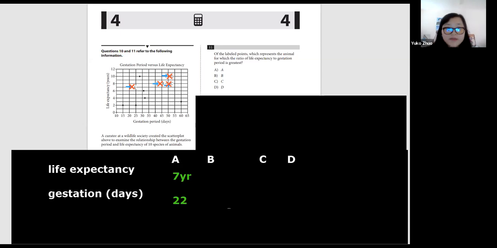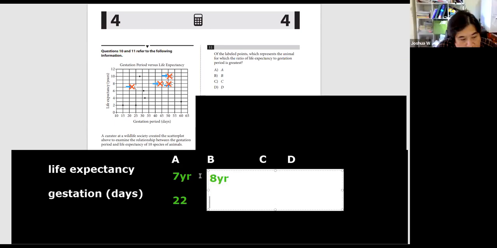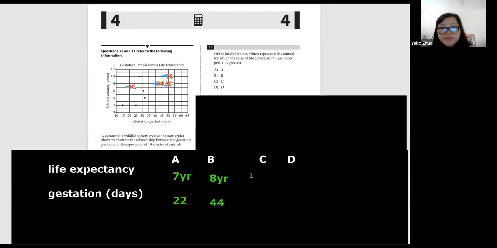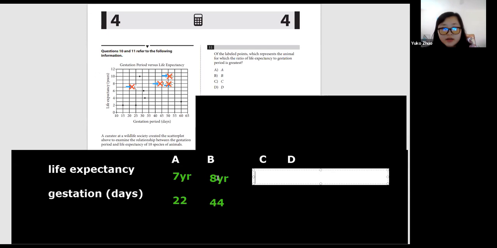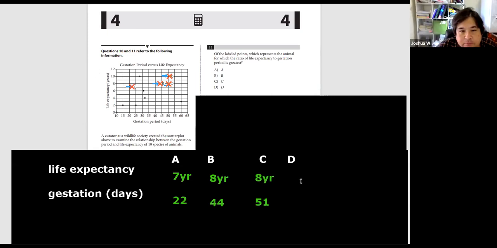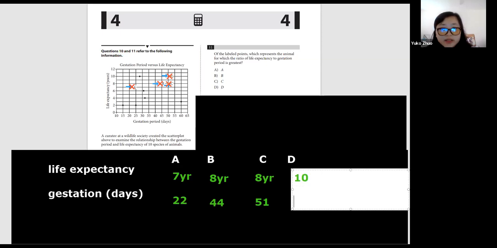For B, life expectancy is 8 years and gestation period is about 44 days. According to what the scientists want to know, we have to do it in reverse. So we're actually doing what's usually the dependent variable first. Right, and what about C? The life expectancy is also 8 years and gestation period is about 51 days. And what about D? Life expectancy is 10 years and gestation period is also 51 days.